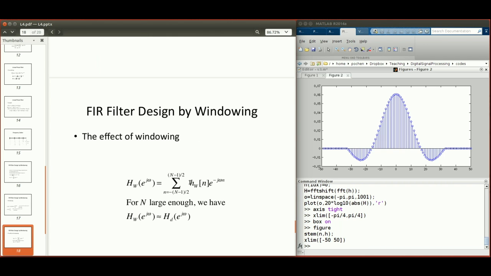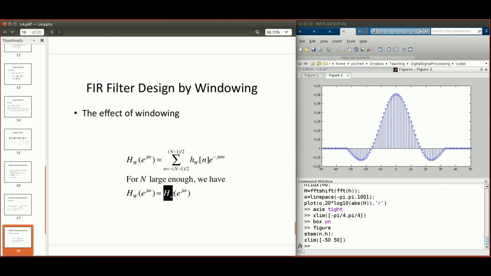But if big N is large enough, if we make big N extremely large, then big HW should be approximated to big HD, right? It's a good approximation. Big HW should be a good approximation of HD. So now you have established some kind of approximation of your desired filter, right? And you can make the approximation arbitrarily good by making big N large enough.